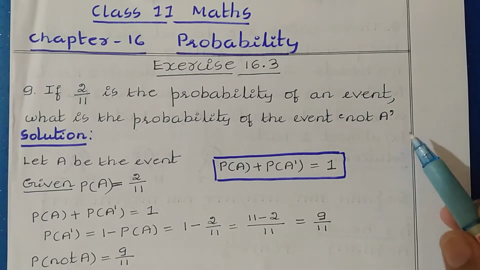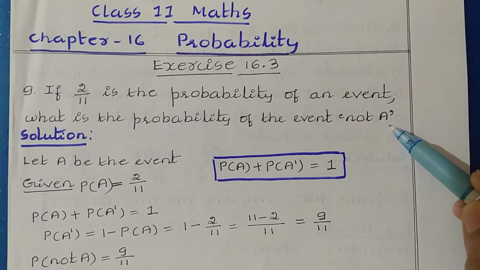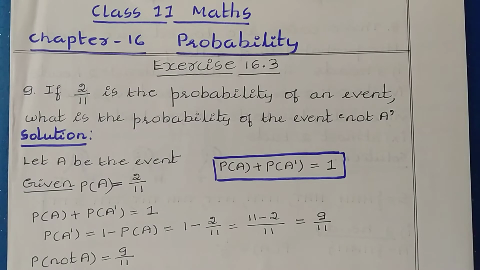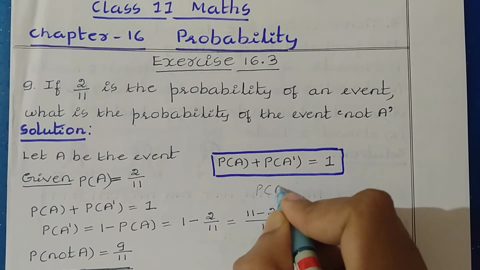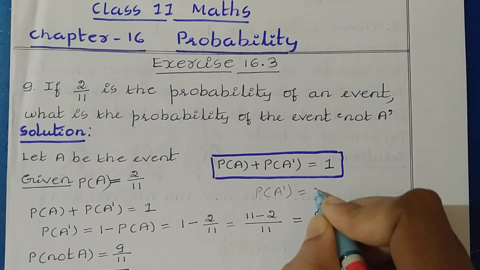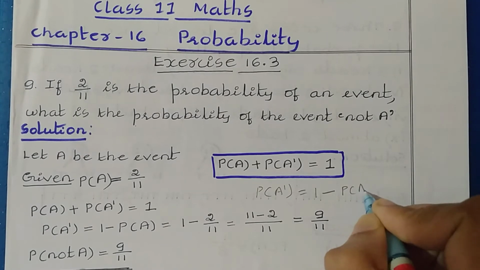not A? Here, to find the solution of this problem, we have to use the probability of the event not A concept. About that, we have already discussed in our previous videos, so you can refer that. So, probability of event not A. For that, we have a formula, probability of A plus probability of not A is equal to 1. Or this we can write in this way, probability of not A is equal to 1 minus probability of A.